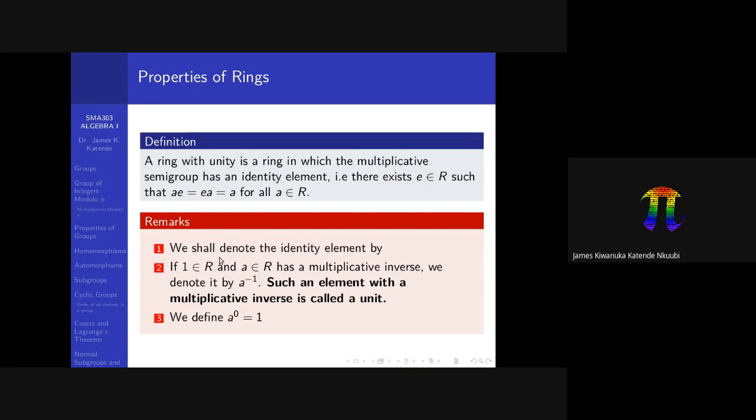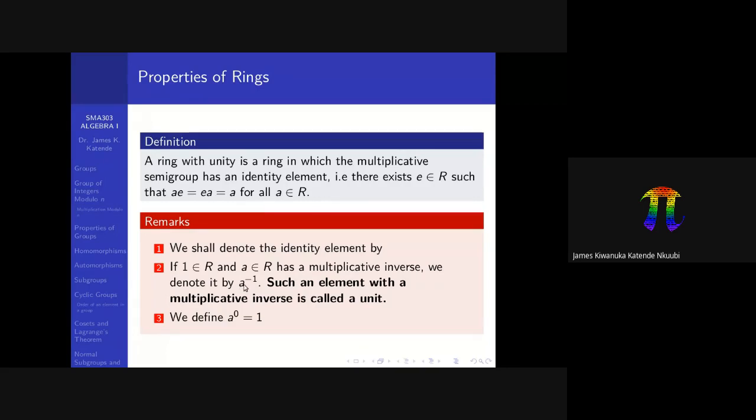If it happens that the ring has a multiplicative identity element, then it's also possible for some of the elements to have multiplicative inverses. That is A inverse, which we denote by A raised to negative 1. Some elements may have inverses and others may not. Those that have inverses, we shall denote their inverses using this notation.